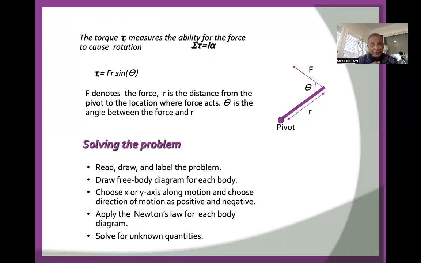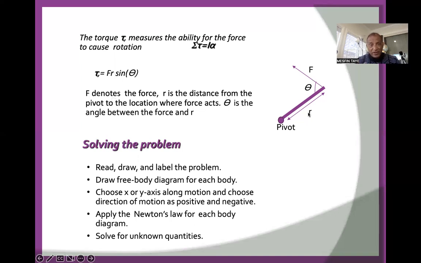But what's torque? Torque is force times r times sine theta. This is an object. It has a pivot. This is the axis. So this is the rod. We want to rotate it like this. So you apply a force here. F is the force that you applied. R is the distance from the pivot to the location of the force. Theta is the angle between F and R.